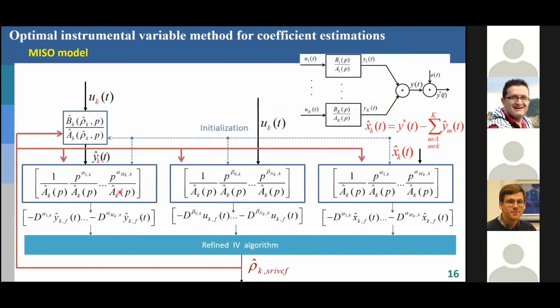Here is a diagram that summarizes the steps taken for the IV algorithm. Beginning with generating the instrumental variable from our auxiliary model, we isolate our output xk. We then use our filter to derive this data, and using this data we implement the refined IV algorithm to estimate rho.